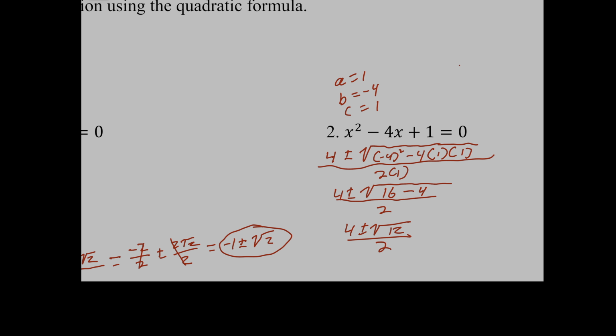If I can break down 12, I'm going to do it up here. See where I'm up here? 12, and that's going to be 4 times 3, and that's 2 times 2. So really, the square root of 12 is just 2 root 3, okay?